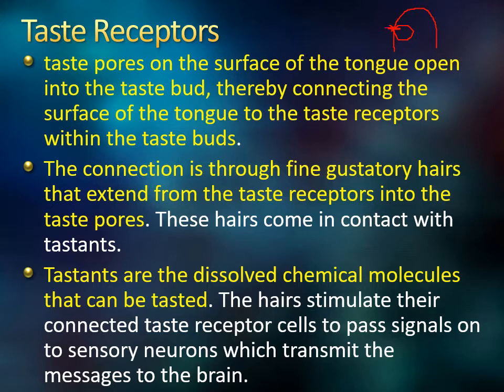So at the very top here, there are little hairs, and they're microscopic hairs, so gustatory, to do with taste, that extend from the taste receptors into the taste pores. These hairs come in contact with tastants. So tastants are the dissolved chemical molecules that can be tasted. So this is where the taste actually comes from. The hairs stimulate their connected taste receptor cells to pass signals onto sensory neurons, which transmit the messages to the brain.